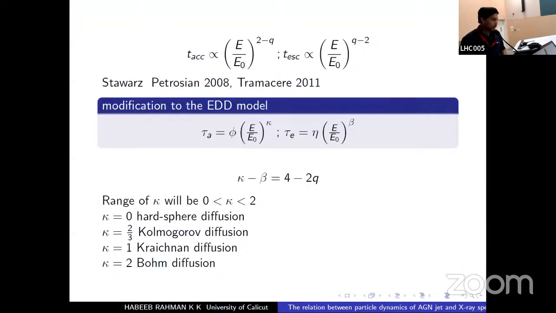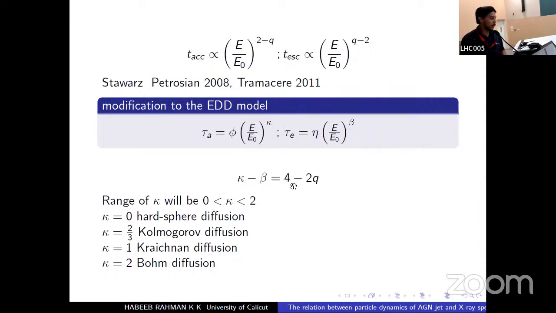So what we did is that we considered the dependence. The modification is that tau_A is proportional to (E/E0) raised to kappa, and tau_E is proportional to (E/E0) raised to beta, with the corresponding constants. And from Schlickeiser's work in 2018 and Tramacere, we have the relation: the acceleration time scale is related to this q value and the escape time scale is related to this q value.